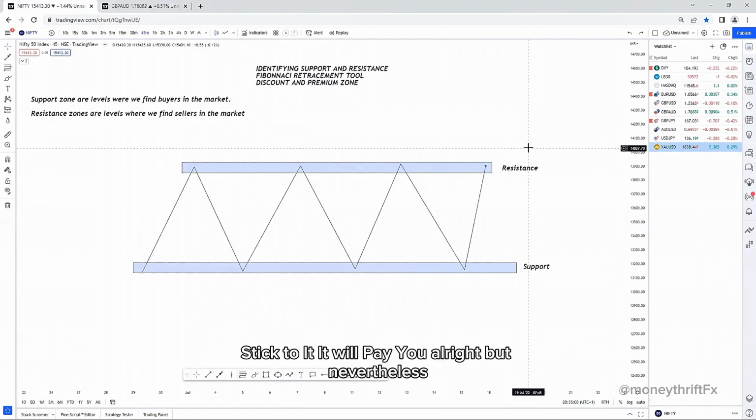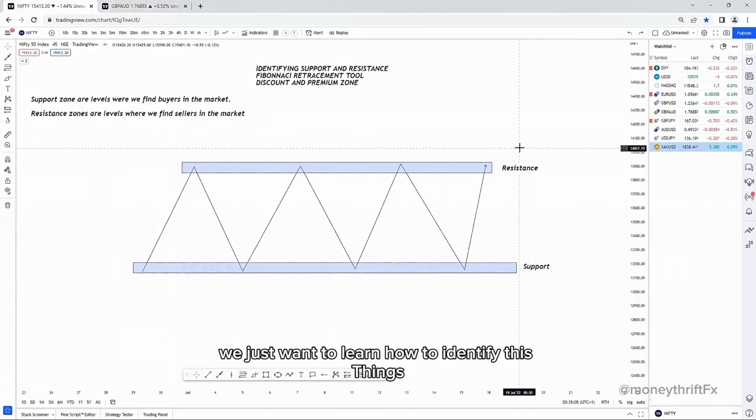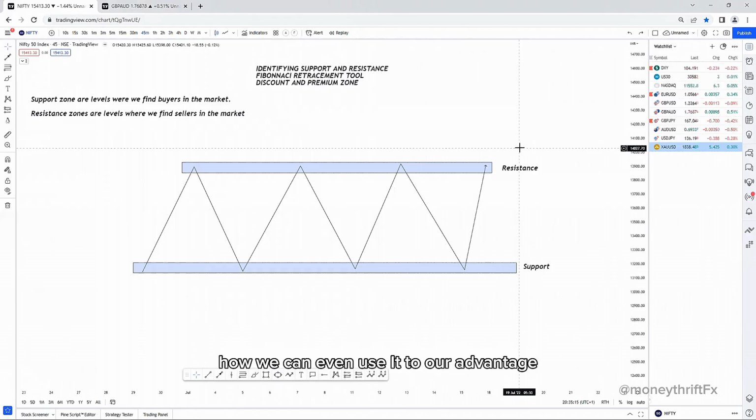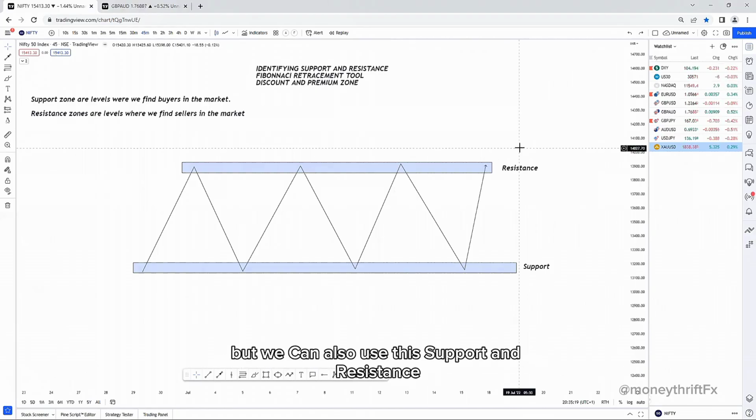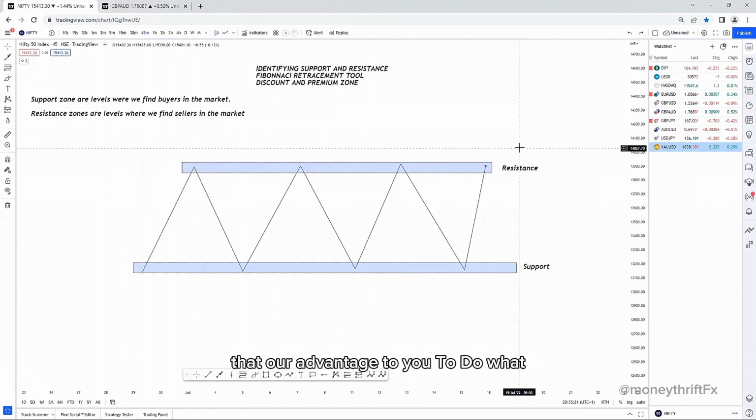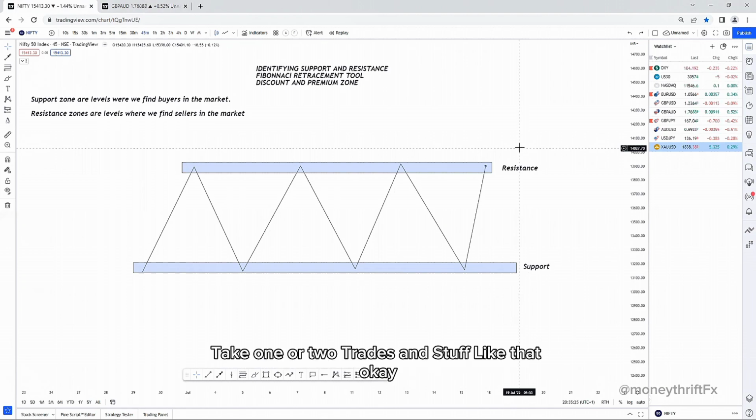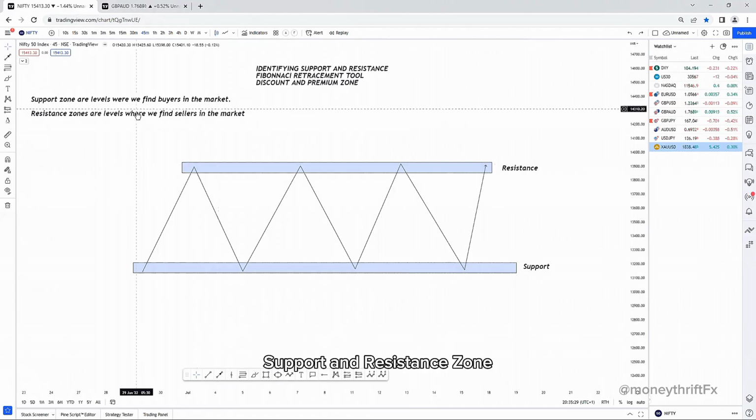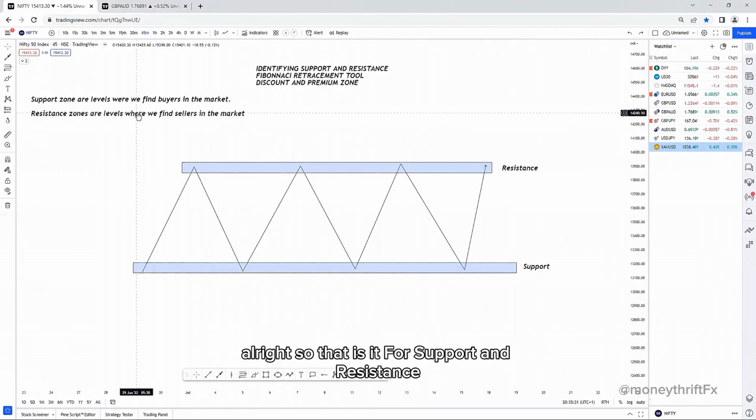But nevertheless, we just want to learn how to identify these things. The knowledge is going to be important in the long run, especially when you get to the phase 3 part, when you start seeing things like supply and demand, support and resistance, and how we can use it to our advantage, not just to look for liquidity, but also to take one or two trades and stuff like that. Okay, that is the major way to identify support and resistance zones. All right, so that is it for support and resistance.